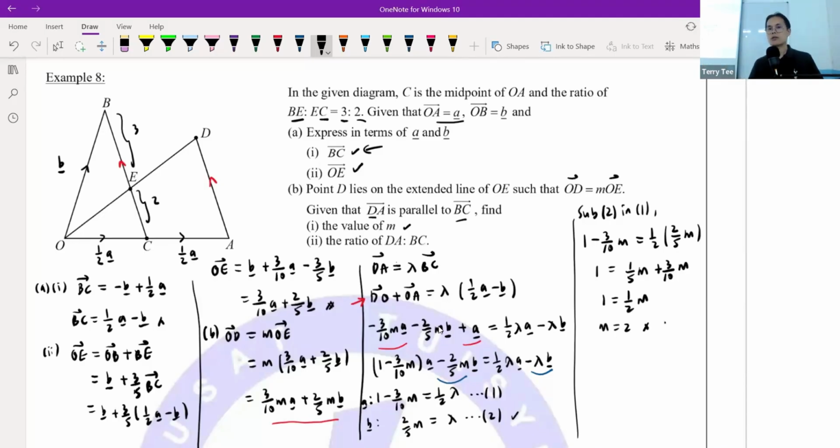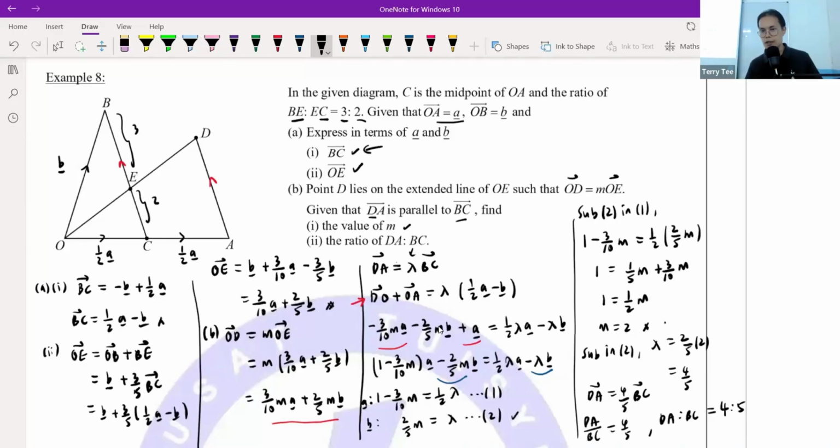Okay, so once you got m equals to 2, take this, sub inside equation 2 because you need to find your lambda. Your lambda is 2/5 times 2, which is 4/5. So DA to BC is actually your lambda. We know DA is now 4/5 BC. Drop the arrow, put DA to BC 4/5. Therefore, DA to BC is 4:5. DA is shorter.